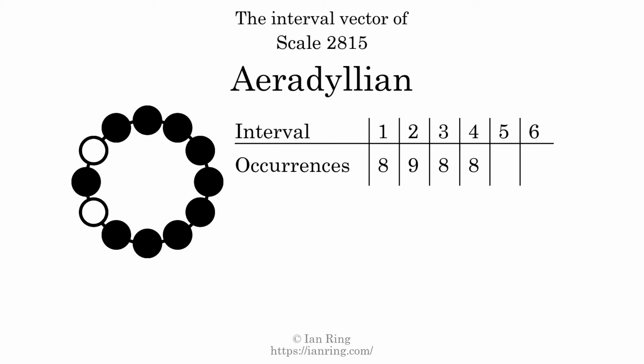There are 8 intervals with the size of 4 semitones. There are 8 intervals with the size of 5 semitones. There are 4 intervals with the size of 6 semitones. Each interval does not appear in this scale a unique number of times, so this is not a deep scale.